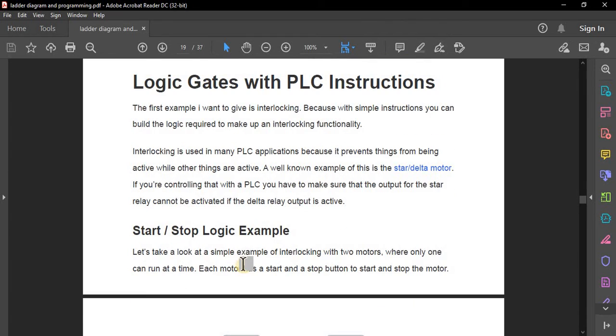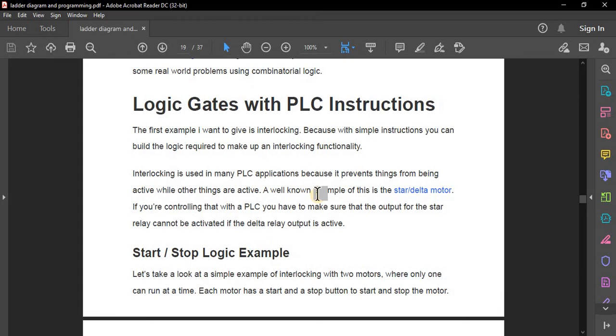Interlocking is used in many PLC applications. The reason is that it prevents things from being active while other things are active. So it's quite an isolation process. A well-known example of this is the star delta motor. We have a setup in our automation control lab which is using a PLC for a star delta starter motor.